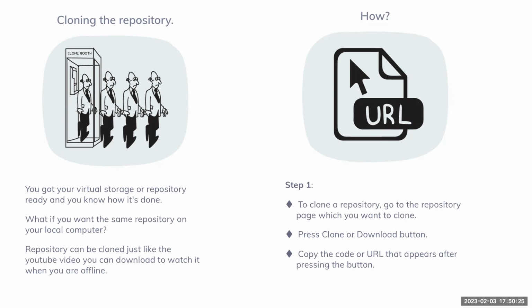Okay, you can do a lot of changes. So how to clone this, right? There are two steps. First, to clone a repository, go to the repository page which you want to clone, press the clone or download button, and copy the URL that appears after pressing the button. Don't worry, I'm going to show you all these when we discuss an example, when we commit our code. Not now, later. But for now, just remember these steps for how to clone it.